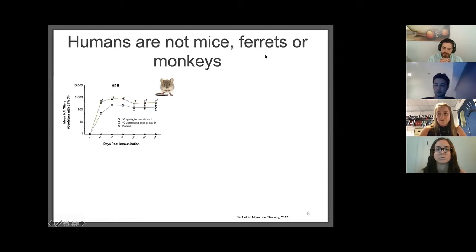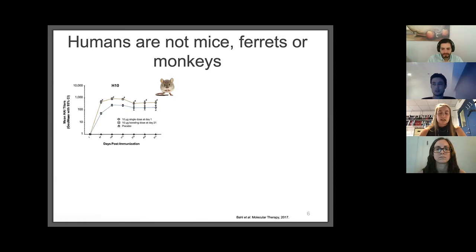However, this won't come as a surprise to anybody, but humans are not mice, ferrets, or monkeys, which is how we do most of the preclinical testing for our vaccines. So something that's come up in the field of nucleic acid vaccines in recent years is this disparity between how well the vaccines perform in preclinical animal studies and then how they perform in humans.